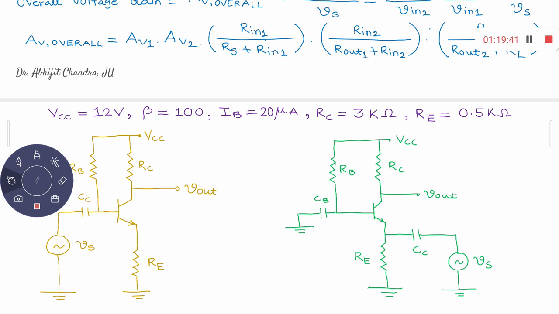VCC 12 volt, beta 100, IB 20 microampere, RC 3 kilo ohms, RE 0.5 kilo ohms. Okay? RS, there is no RS. This is what kind of amplifier? What configuration? Common emitter, common base, common collector?